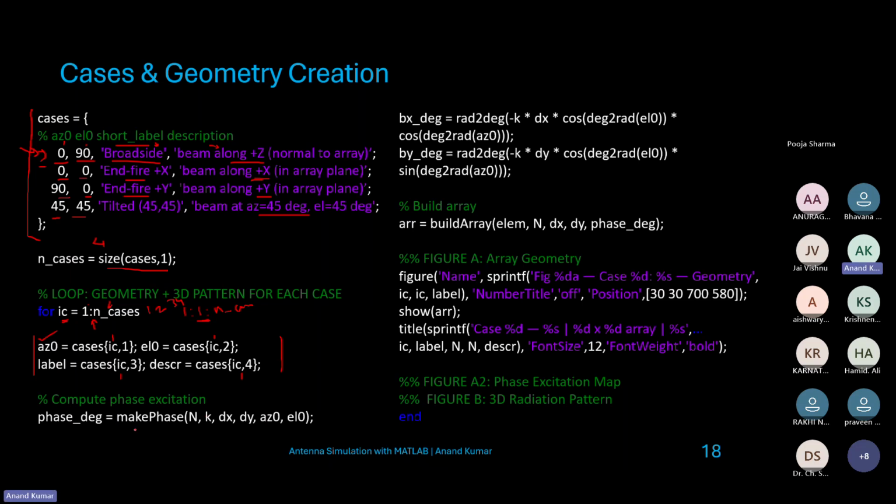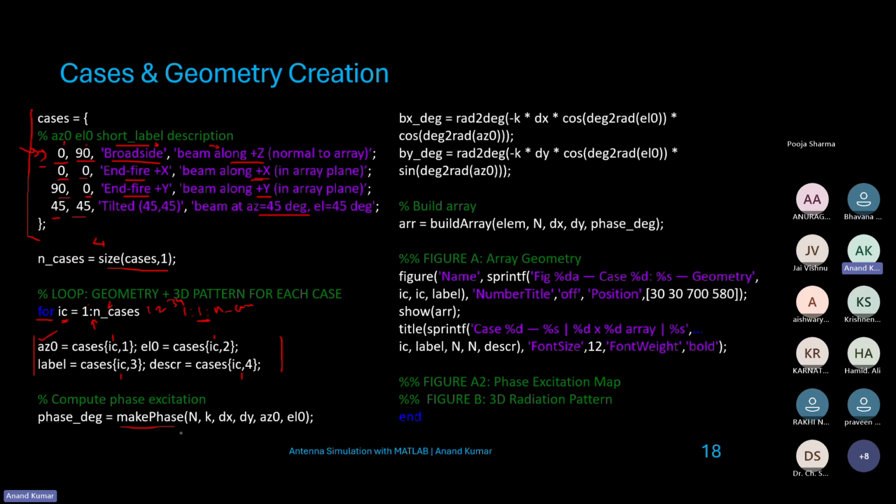We saw the function earlier, which was make phase. So we'll call the make phase function now. We are solving this inside the loop, and we don't want to write a very long loop.